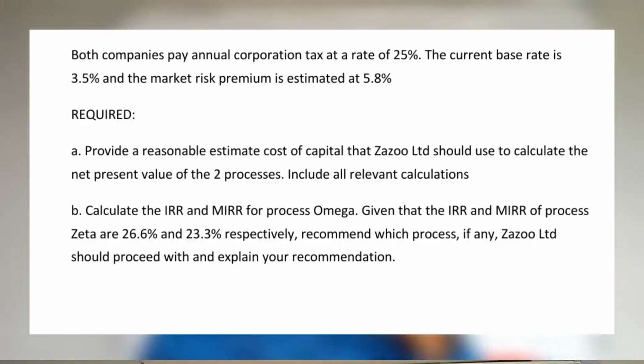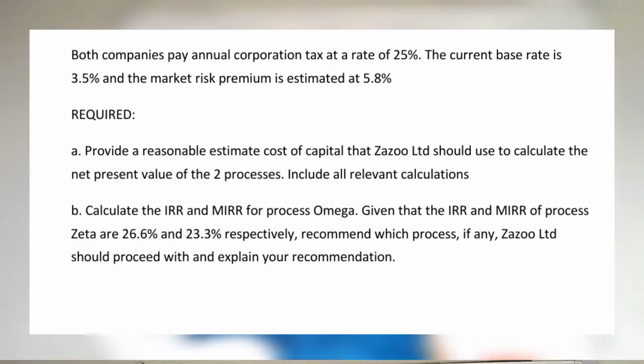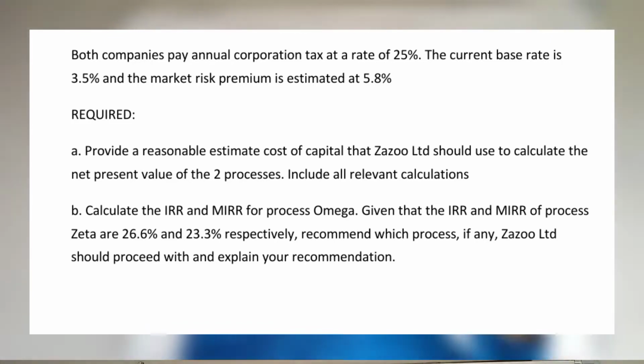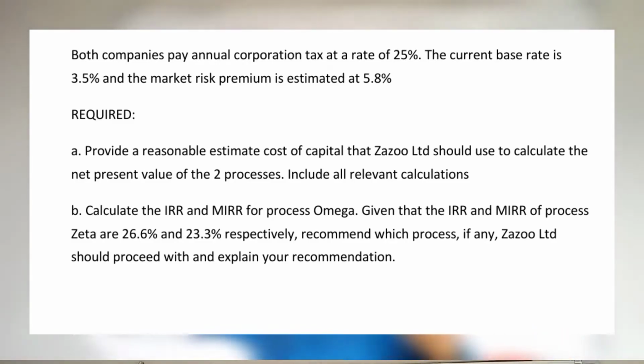So the requirement says provide a reasonable estimated cost of capital that Zazu Limited should use to calculate the NPV of the two processes. This is investment appraisal. You want to evaluate those two processes, process Zeta and process Omega, right? They said include all relevant calculations. Then they said calculate the internal rate of return and the modified internal rate of return for process Omega. You know, they are considering two processes. Now they said you should calculate for process Omega. They now said that given that the internal rate of return and the modified internal rate of return of process Zeta are 26.6% and 23.3% respectively, recommend which process, if any, Zazu Limited should proceed with and explain your recommendations.